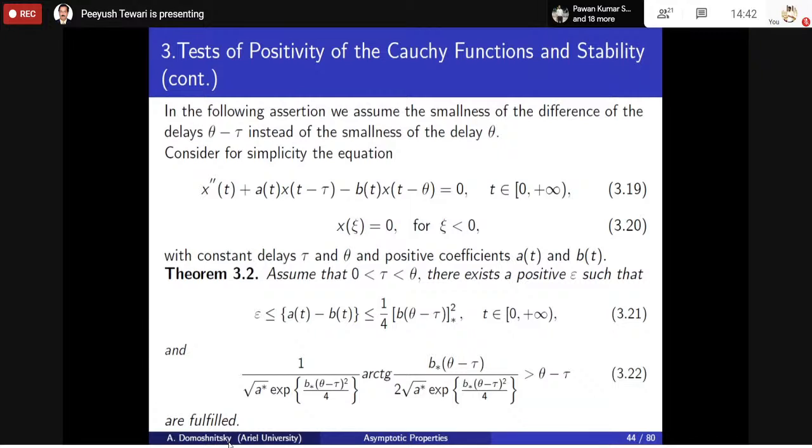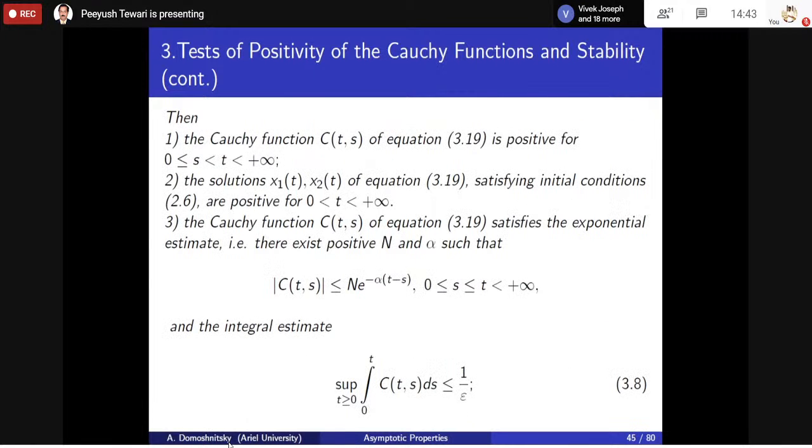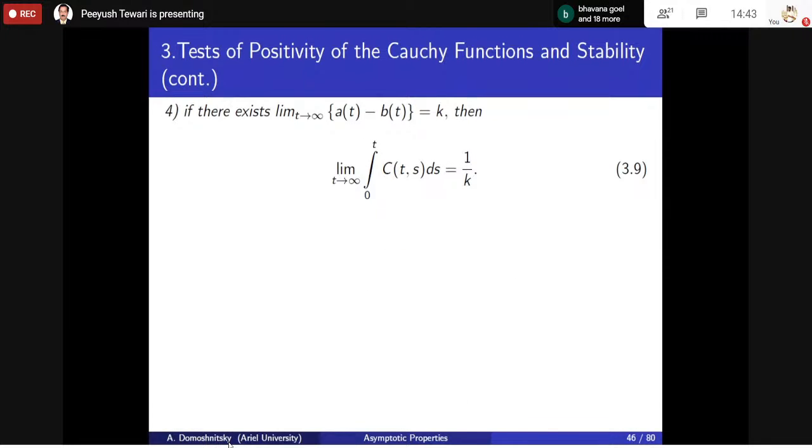We have also another theorem about stability. Here we demonstrate other conditions under which we can guarantee that the solutions are positive, the Cauchy function is positive, and it satisfies exponential stability. Next, please. That is absolutely similar. Next, please.